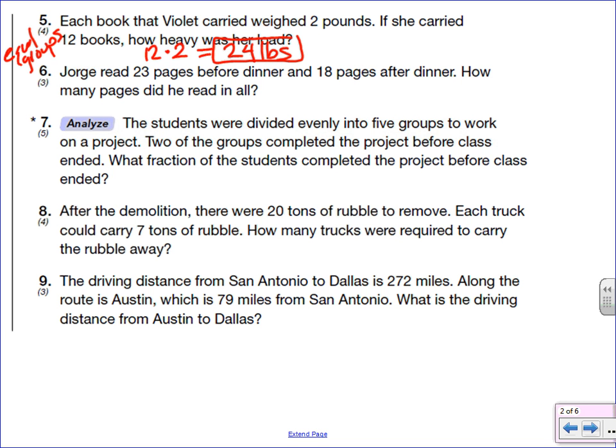Jorge read 23 pages before dinner and 18 pages after dinner. How many pages did he read in all? This is from lesson 3, and this is a combining problem. So you have the sum, 23 pages, which he read before, plus more, he read 18 more pages after dinner, equals your total. So 23 and 18: 23 and 10 is 33, and 8 is 41 pages.